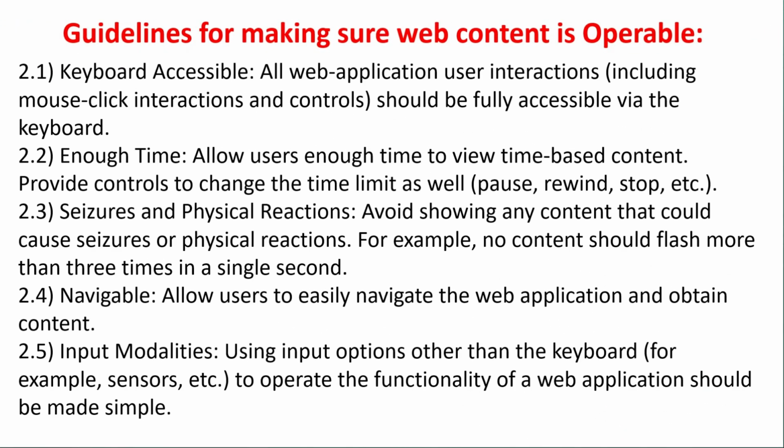Guidelines for making sure web content is operable. 2.1 Keyboard accessible, all web application user interactions, including mouse click interactions and controls, should be fully accessible via the keyboard. 2.2 Enough time, allow users enough time to view time-based content. Provide controls to change the time limit as well, pause, rewind, stop, etc.